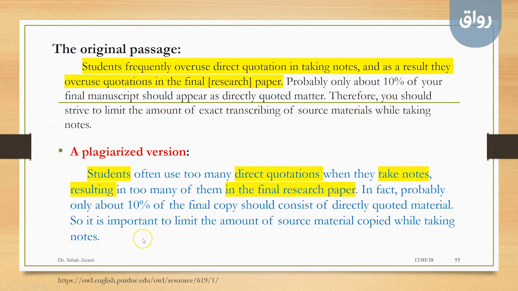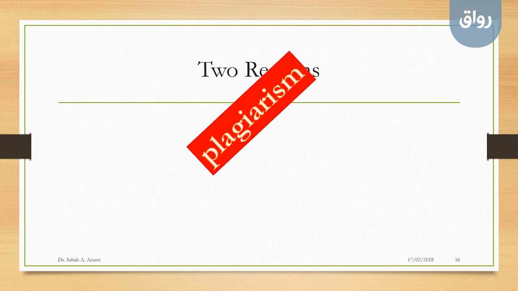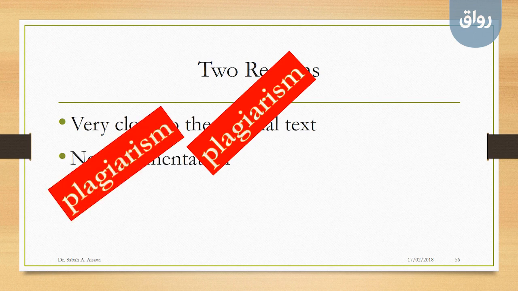That is very important. So if we go back to the question, what is wrong with this version? Very close to the original text in terms of language, and there is no documentation. So 2 big issues that make us consider the paraphrase or the passage rendered by the researcher to be plagiarized.